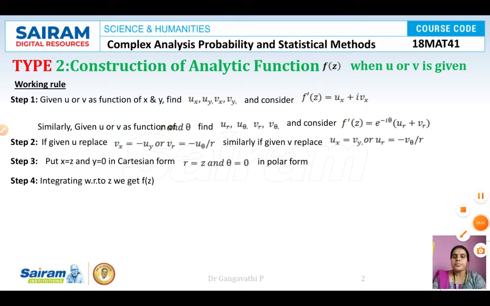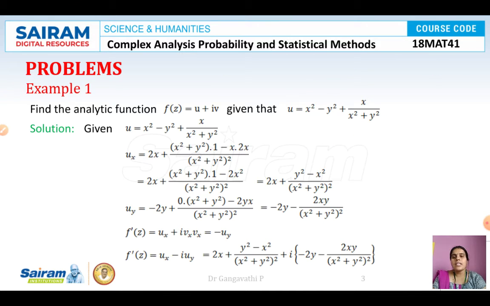Now, after replacing it, put x equal to z and y equal to 0 in Cartesian form, if the problem is given in Cartesian form. If the problem is given in polar form, then replace r equal to z and theta equal to 0. Once after doing that, integrate with respect to z and get your function f of z. This is the working rule that we are going to use strictly. So let us see some problems.